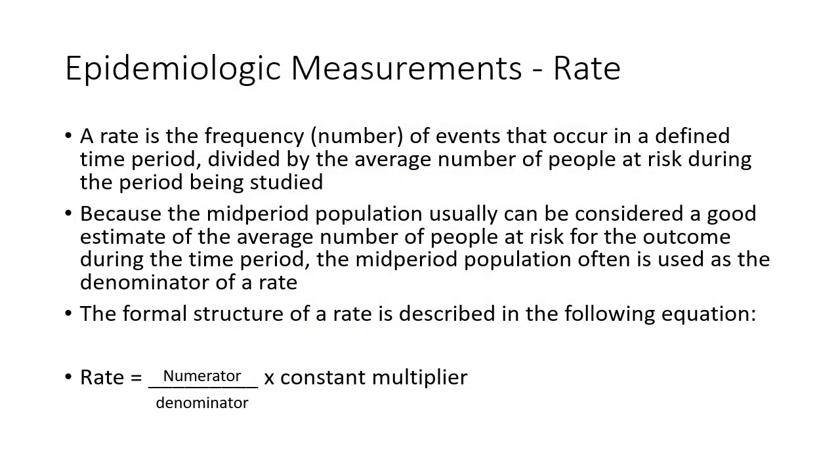So basically what we're going to do is, instead of just using the frequency, using the risk of 10%, we're going to use a different denominator. Instead of looking at the entire population, what we're actually going to use is what we call the mid-period population. The mid-period population is basically a surrogate for the average number of people that were alive throughout that time frame.